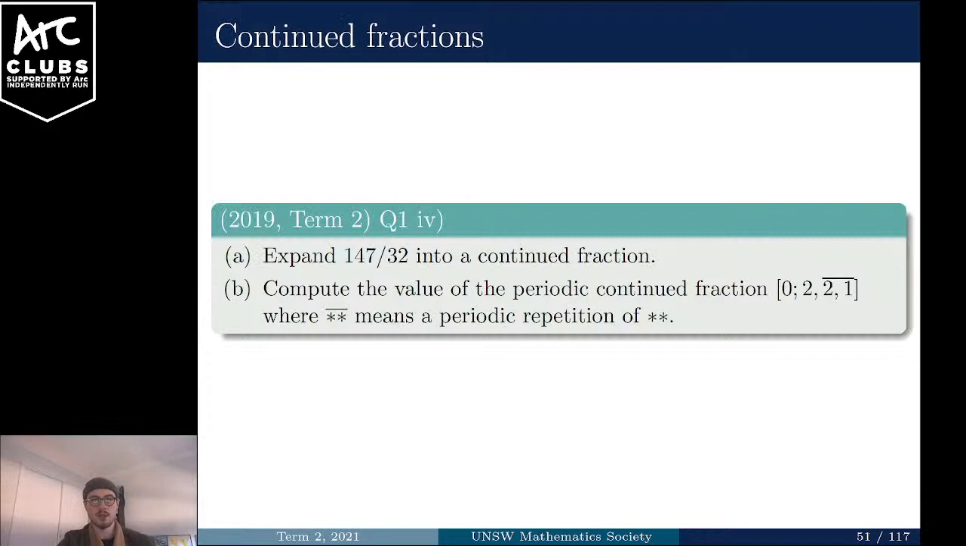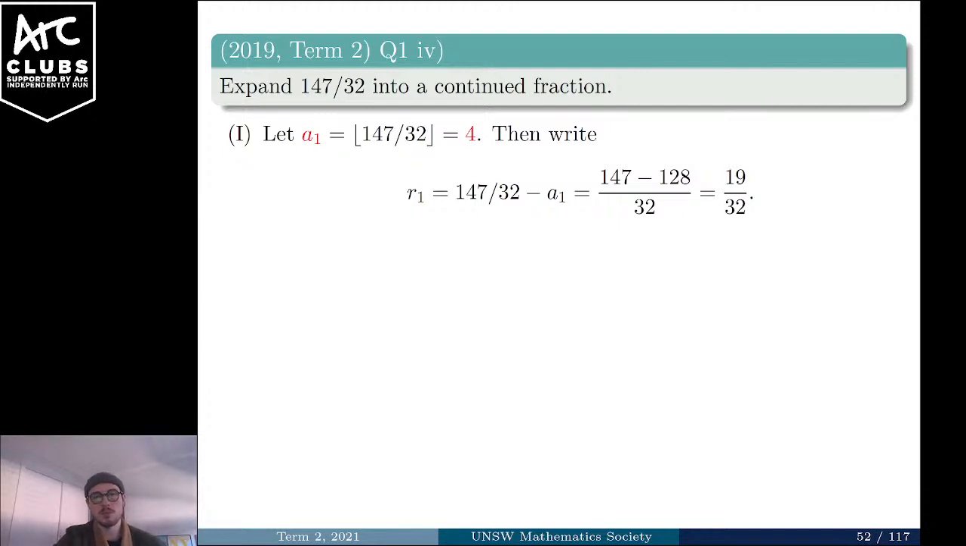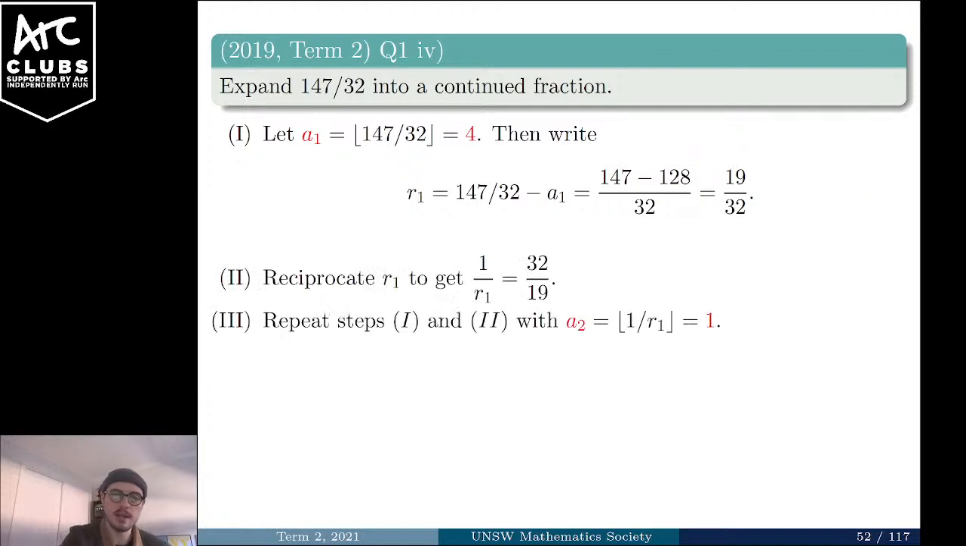Let's try another one to get our heads wrapped around this. Expand 147 on 32 into a continued fraction. Step 1, find the integer part of this number. We take the floor of that, and we find that's 4. Great, so we've got 4 here. Now we find the remainder, so we subtract 4 from the original number, and we get this. And this is something that's less than 1. So the flipping is because we want something greater than 1, so we can find the next digit by taking the floor of it again. So we find the remainder, we flip it, we take the floor, and we get our next digit, which is 1.